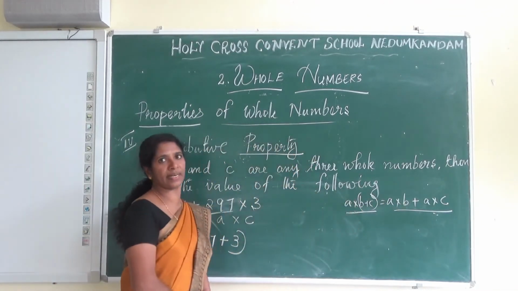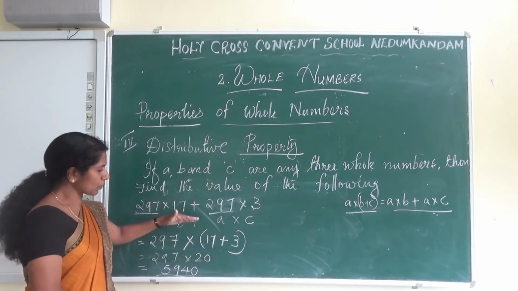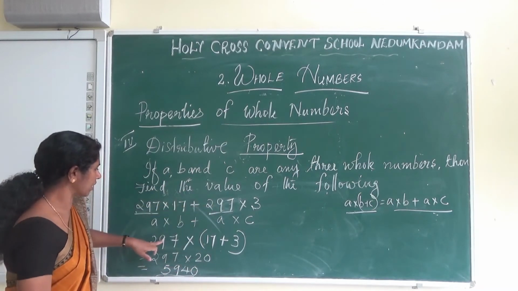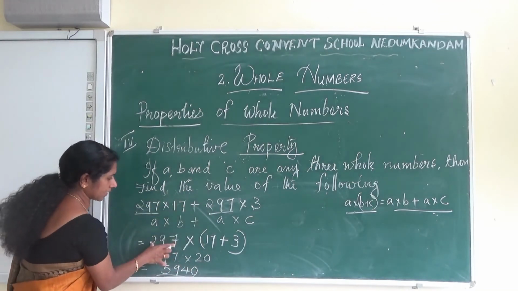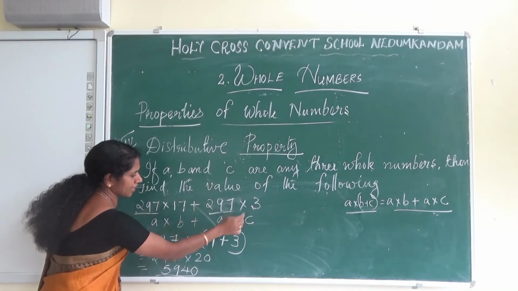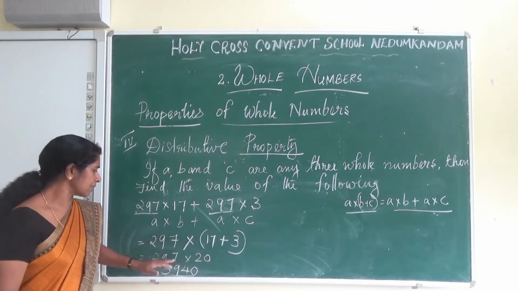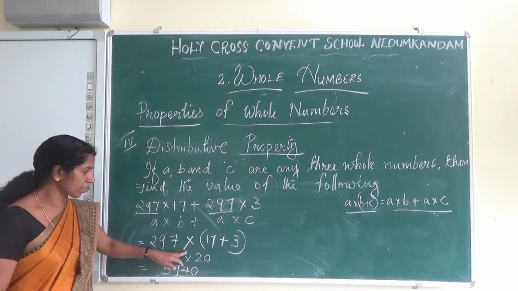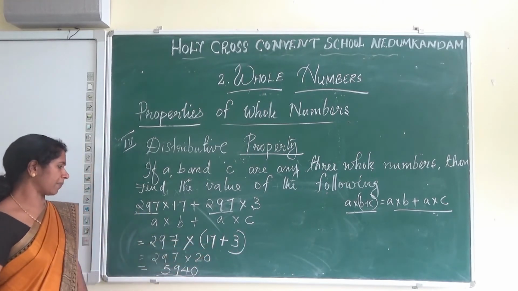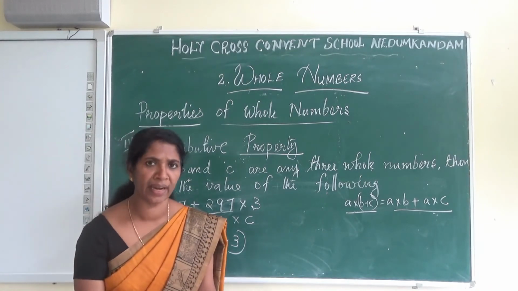Once again I will say, if the question is in the right side form, we need to convert it into the left side form, and after converting to the left side, proceed with the rest. Here the common number is 297, which we take outside, and other than 297, 17 and 3 are coming, which we put in the bracket. The next step is 297 as it is, and we add 17 plus 3, that is 20. Now multiply the numbers. So the answer is 5,940.